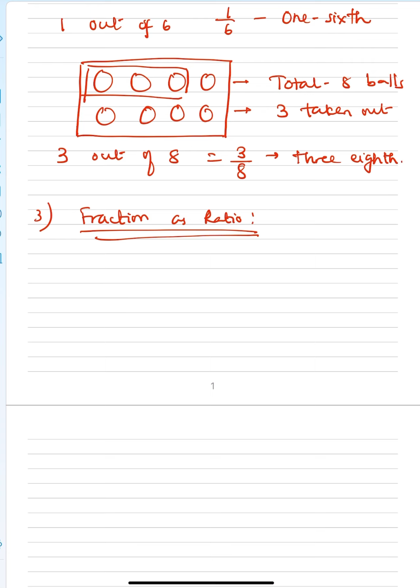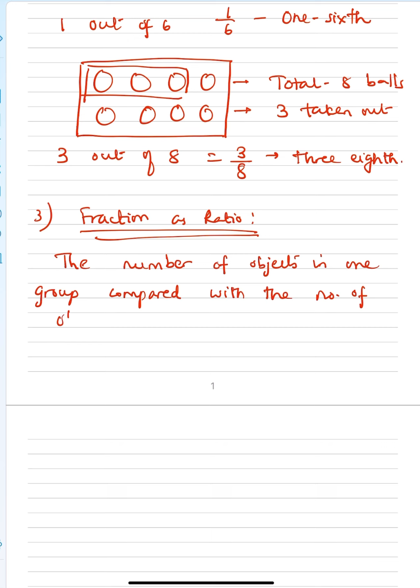So this is nothing but the number of objects in one group compared with the number of objects in another group.